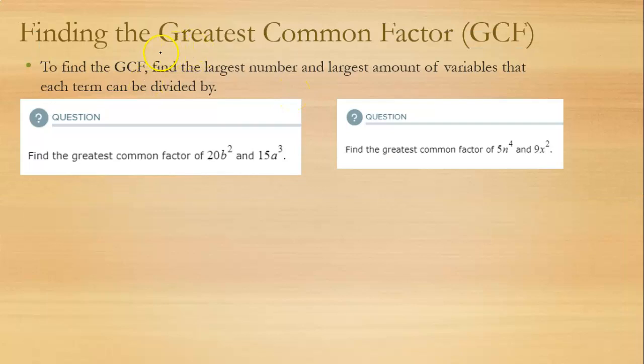We want to start by being able to find the greatest common factor, which you're going to see me abbreviate from now on as the GCF. But right now, I want you to find a new topic in your notebook and write down finding the greatest common factor and in parentheses put GCF.